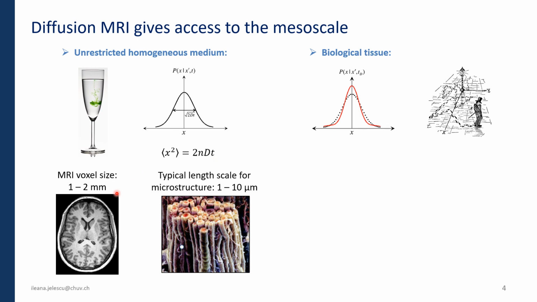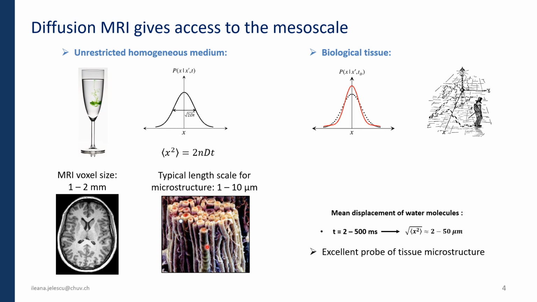The MRI voxel size is on the order of a few millimeters, but the typical length scale for the microstructure in the white matter that we're trying to characterize is on the order of the micron. But serendipitously, the mean displacement of the water molecules diffusing in this medium, in the diffusion time that we impart in our sequence, is on the same micron order as the typical microstructure features. So this is how diffusion MRI becomes an excellent probe of tissue microstructure.